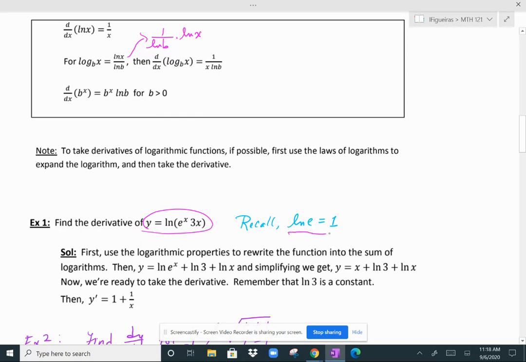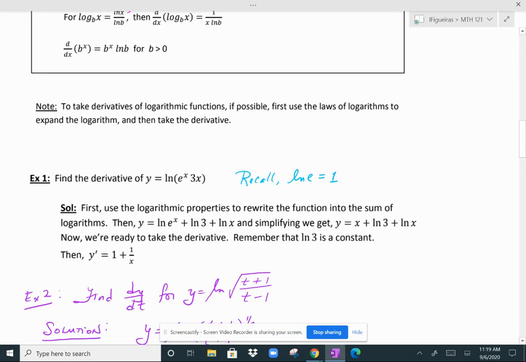So just a reminder, I'll use this in a little bit, but ln of e is equal to 1. But I am going to use my logarithmic laws to expand this, because if I took the derivative like this, I would have to use chain rule, and then within chain rule, I'd have to use product rule on this part on the inside. e to the x times 3x is a product. So that would be kind of a longer process than what I'm going to do.